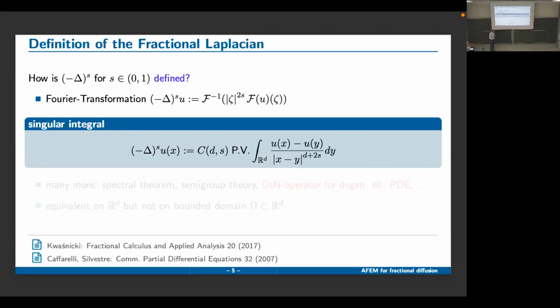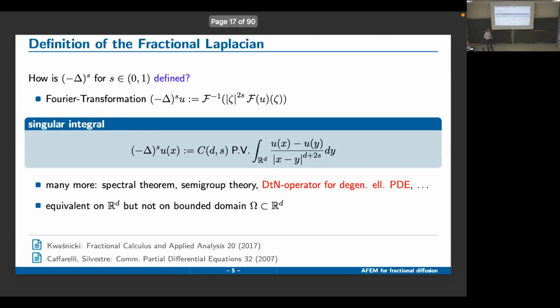Okay, and as I said, there are many more. For example, you can use the spectral theorem, which produces your so-called spectral fractional Laplacian. You can use semigroup theory, or define it as a Dirichlet-to-Neumann operator for a degenerate elliptic PDE. We will come to that later on. This goes back to Caffarelli and Silvestre. It's very, very influential, in my opinion, because you can take PDE techniques there.